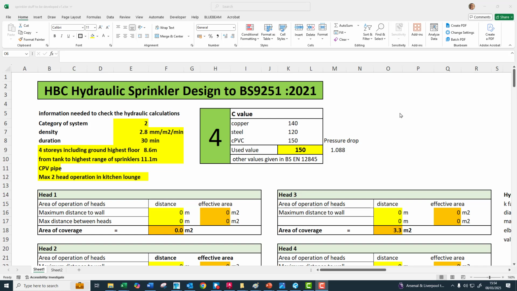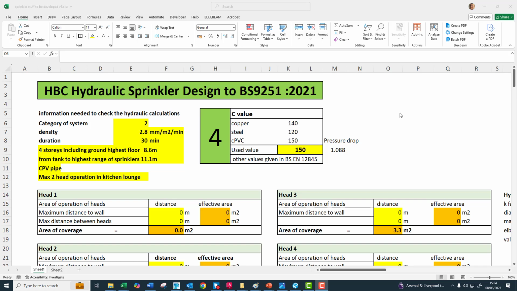So what I've said is category 2 system. Density is 2.8 millimeters per square meter per minute. Duration is 30 minutes. 4-story, including the highest floor, including the ground. Sorry, the highest range of sprinklers is 11.1. That's the static head, the hydraulic head.